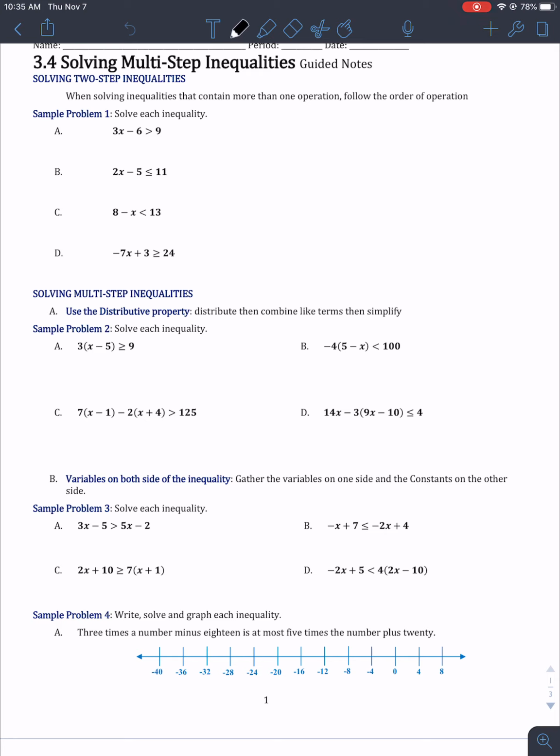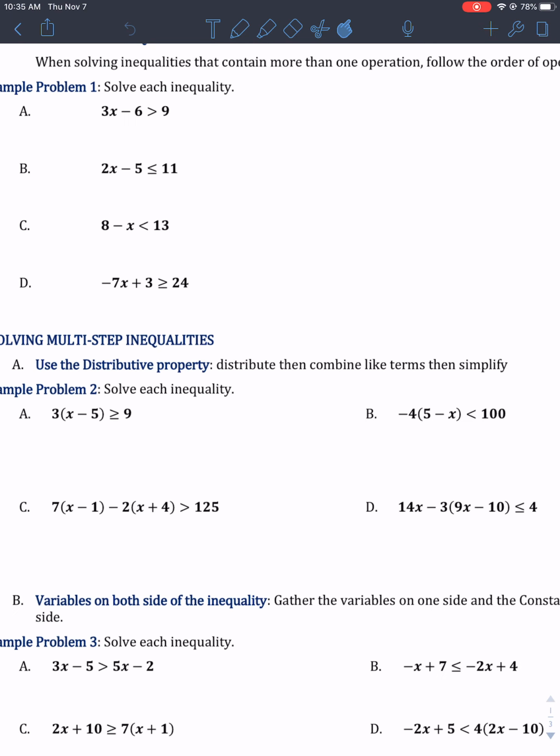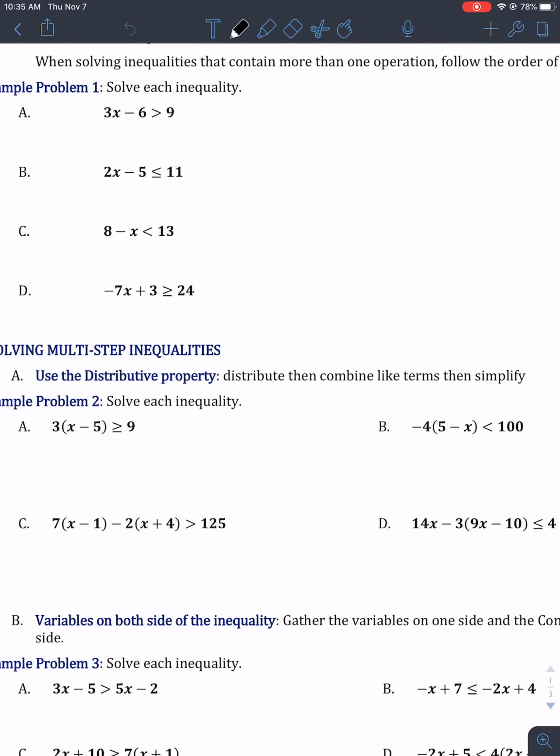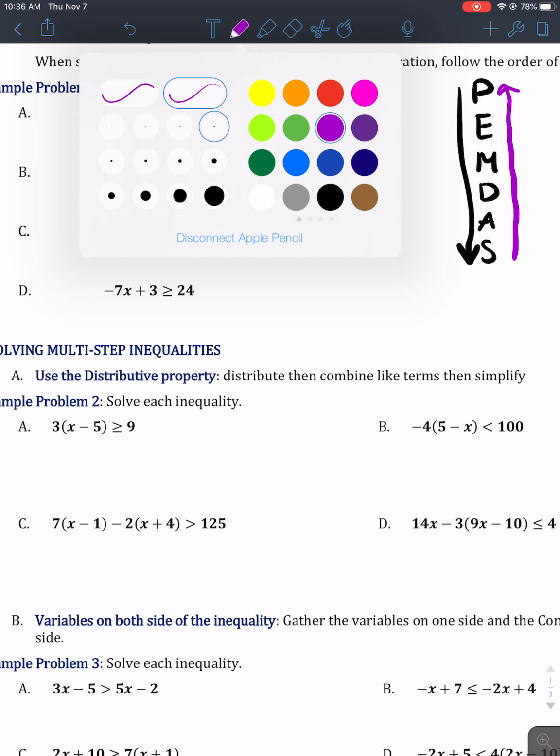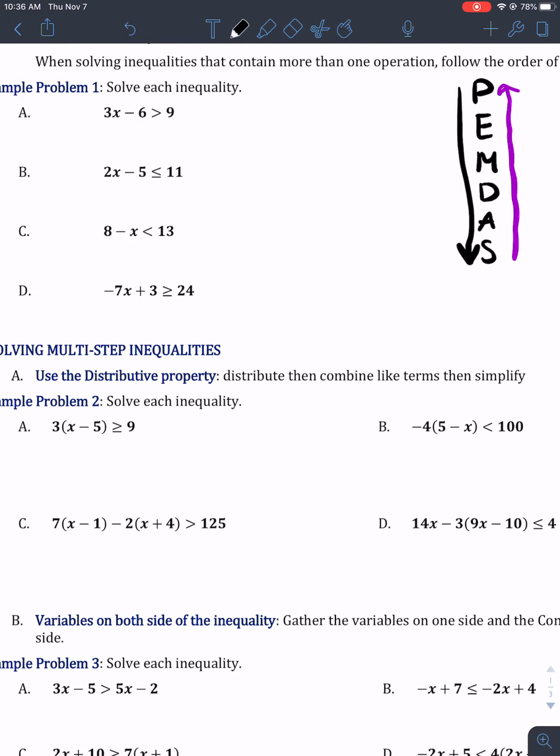So we have 3x minus 6 is greater than 9. If you remember, when you go down the list, you have PEMDAS. So when you go down, that's how that works. But then when you're solving for a variable, you go the other way. So we're going to follow the purple arrow in this case. But I'm going to go back to black so I can write.